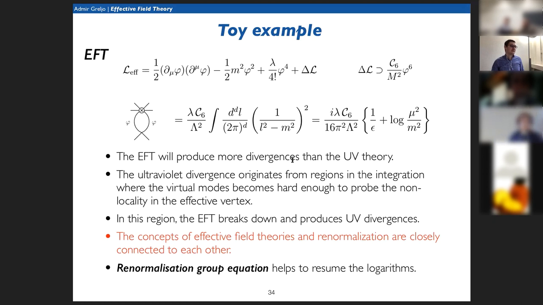So how do we understand this ultraviolet divergence? The origin of it is from the regions in the integration where the virtual modes become hard enough to probe the non-locality of the effective vertex. You see that in loop calculations, you have integrals over these different modes in momentum space. And the big ones, for big L squared going to infinity, are hard modes actually. Their virtuality becomes hard enough to probe the non-locality of the effective vertex. What does it mean? Well, we are pushing our effective theory to regions where it's not valid anymore, okay? EFT breaks at high energies. So you see that the appearance of the divergence and the breakdown of the EFT are connected to each other.